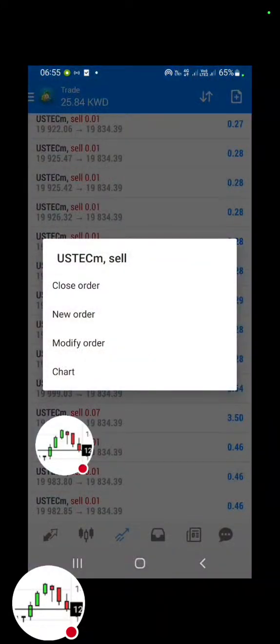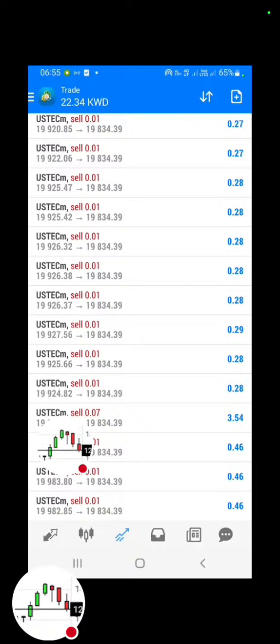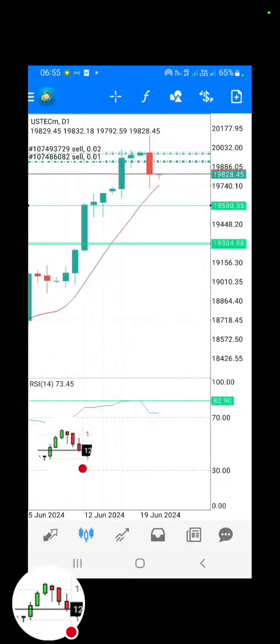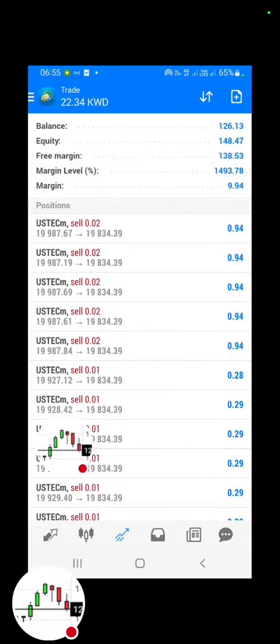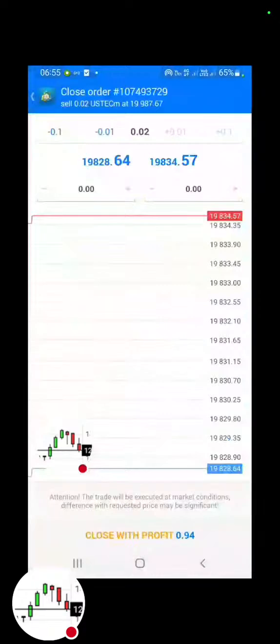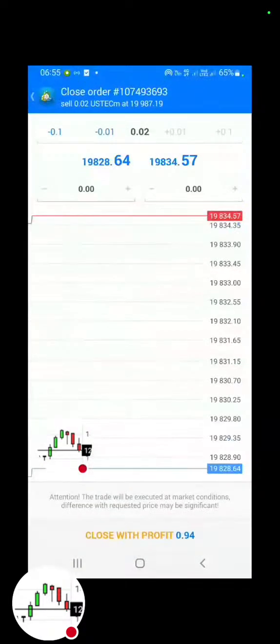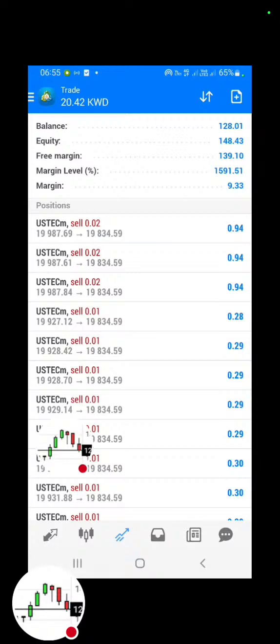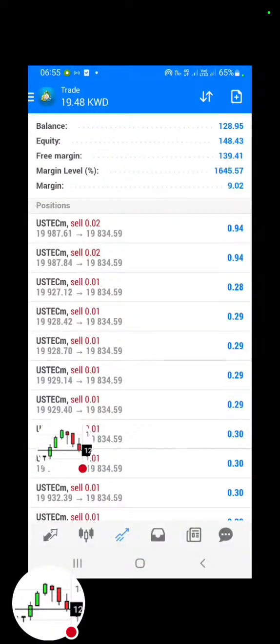I'm closing some of the trade. This is a real account. I just made 7 KWD right now, and I'll be sitting very well. I'm closing other trade. I'm closing other trade. This is a real account.